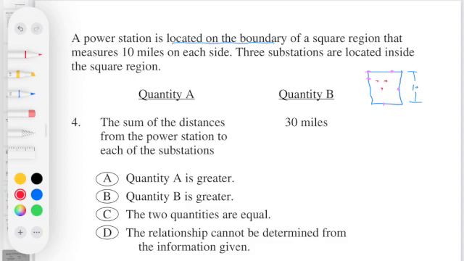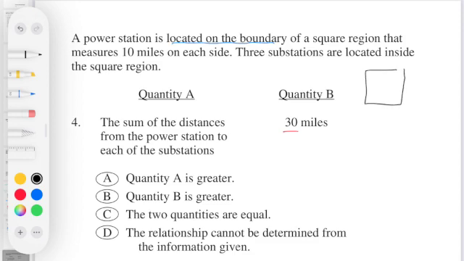So that means that if we need to know where the power station is, and then how far it is from each of the substations, and add those together, and then say, is that more or less or equal to 30 miles? So in a situation like this, I'm going to see if I can find a few different scenarios and how they affect this whole thing. So I just erased it, and I'm gonna draw a new square because I want to try scenario 1.